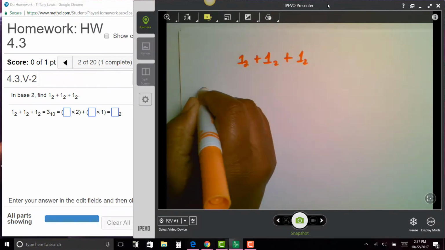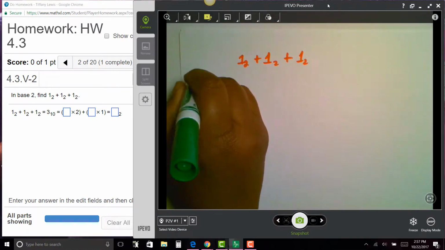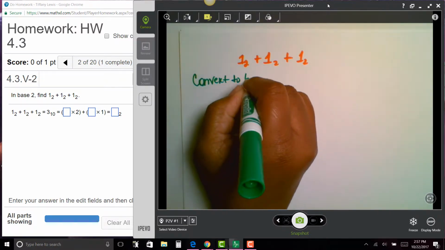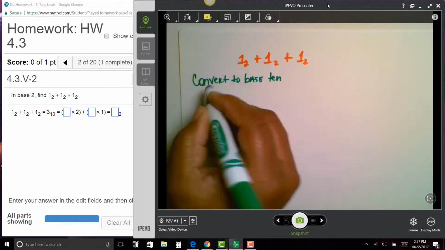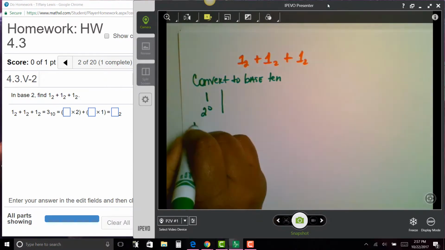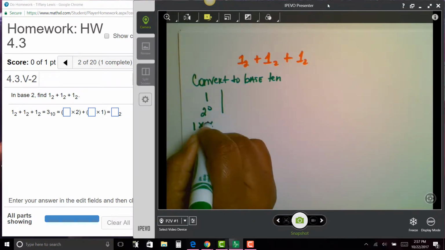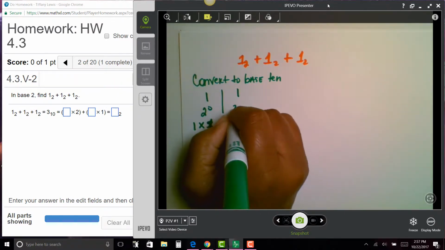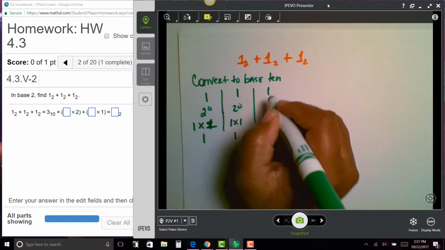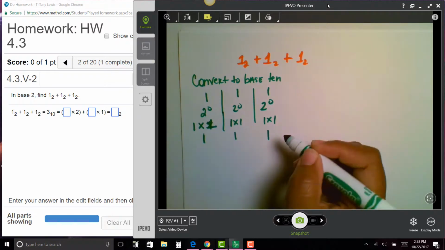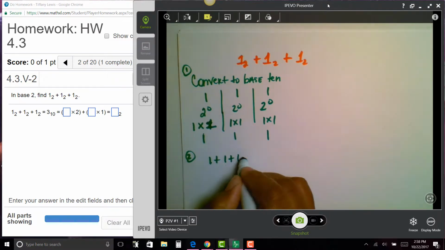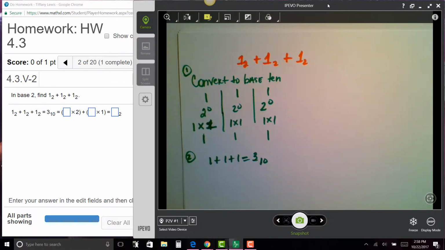1 base 2, we're going to convert each of the numbers into base 10. So we're saying 2 to the 0 power, which we have 1 times 1, that's 1. Same thing for the second number. And then 1 again, 2 to the 0, 1 times 1, we have 1. And then add 1 plus 1 plus 1, that is 3 in base 10.